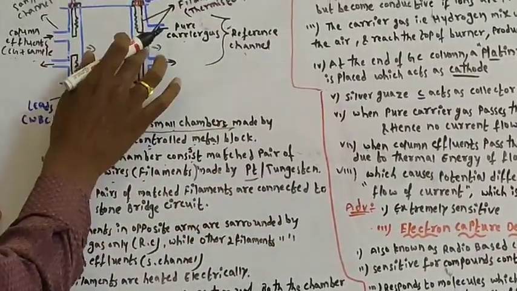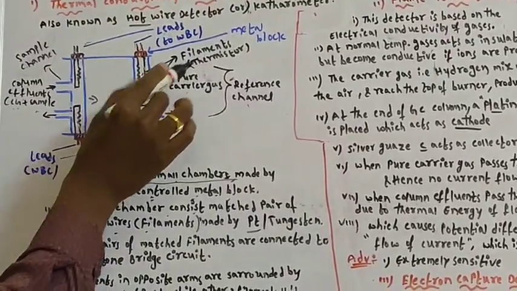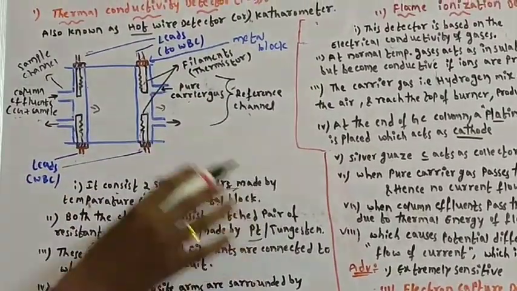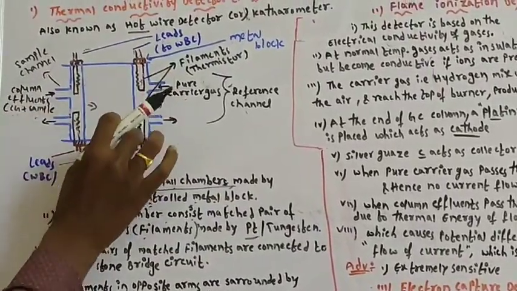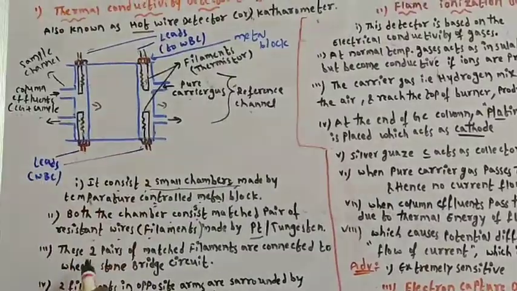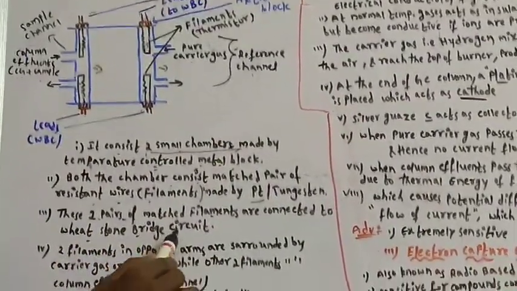You can see both the chambers, which contain filaments or thermistors, made of tungsten or platinum. Here 1, 2, 3, 4. These are the matching pairs. This is the matching pair. Overall, 4 filaments are there. Then these two pairs of matching filaments are connected to a Wheatstone bridge circuit.